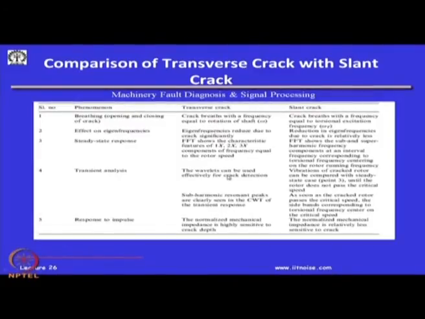In transient analysis, we can use the wavelets to detect a transient crack, like I told you, and in the case of the response to impulse, when I give an impulse force, the normalized mechanical impedance is highly sensitive to crack depth in the case of the transverse crack, and in the case of the slant crack, it is relatively less. So, to summarize what we discussed today, cracks can occur in structures, cracks can occur in rotating shafts. To monitor the cracks in rotating systems, we can use the method of eigenvalue analysis or the mobility analysis to find out whether cracks have occurred. To find out cracks in structures, we can do NDT testing by ultrasonics or dye penetrant.